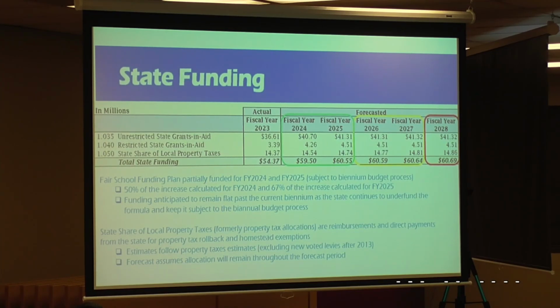It should be noted that these reimbursements are subject to the state legislature, and that the rollback reimbursement was actually eliminated on all new levies after 2013. House Bill 1 of the current General Assembly would eliminate the rollback reimbursements from the state if it were passed, which you can see is approximately $14.5 million for us this year.